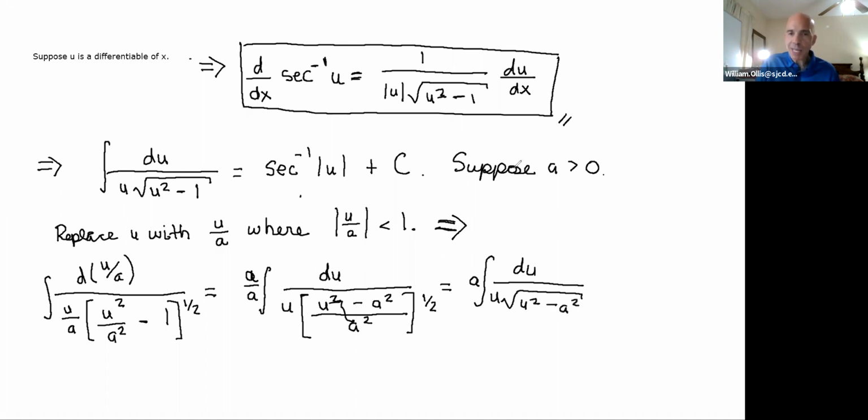So we keep using this. Let me write this out again. 1 over a equals a. You know, that's amazing. That's saying, what do you multiply 1 over a by to get 1? A. That's basically what we're saying. Now this equals, using our formula here, the inverse secant.